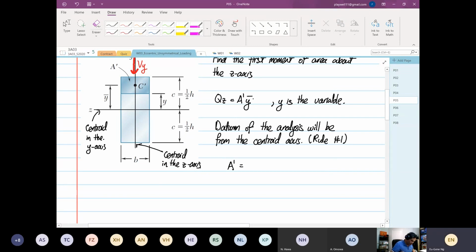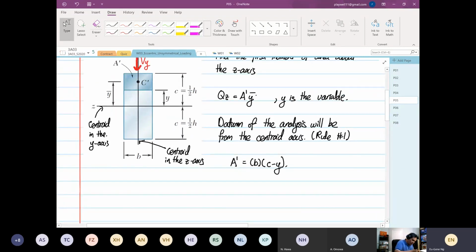Okay, so we're going to calculate A prime, right? The cross-sectional area. So the straightforward one is the width is B, and this is equal to C minus Y. Okay, C minus Y. So yeah, it is just an equation like this, but we can set rule number 2 now, right? It's equal to what? If you can see over here, it's equal to C minus Y and not equal to Y minus C.